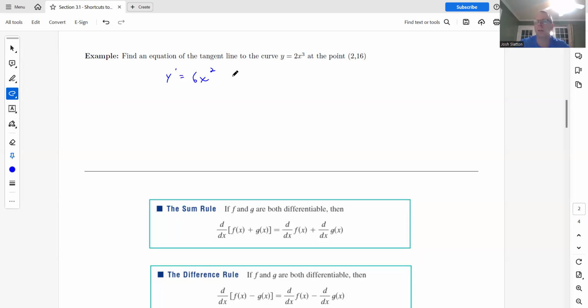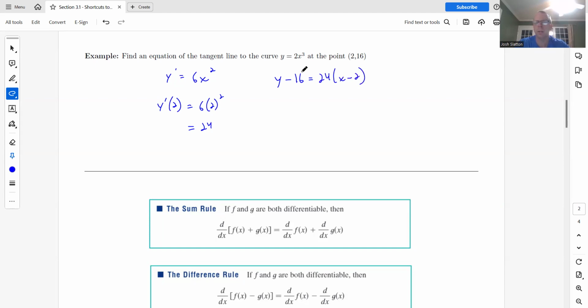Now we need to find the slope at this point, (2, 16). So we're going to plug in 2 for the x. And so the slope when x equals 2 would be 24. And so now we're really just plugging those in, plugging into the point slope form.